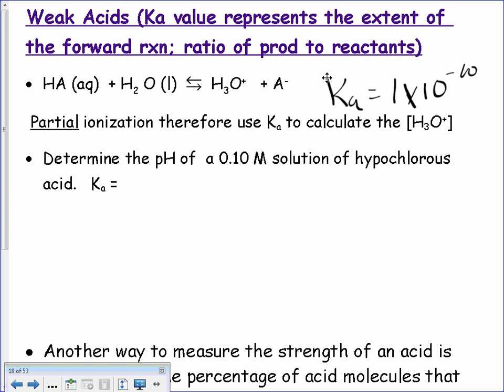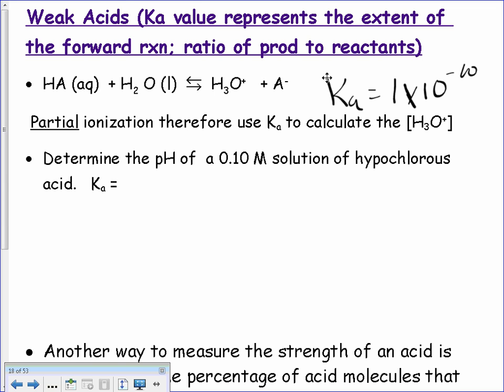Reactants are highly favored. So if I had a bottle of this magical HA solution, this weak acid, what would I find in that bottle? HA and water. And if I looked really, really hard, I might find 1 hydronium and 1 of its anion after dissociation. Okay, so it's going to be very minor.